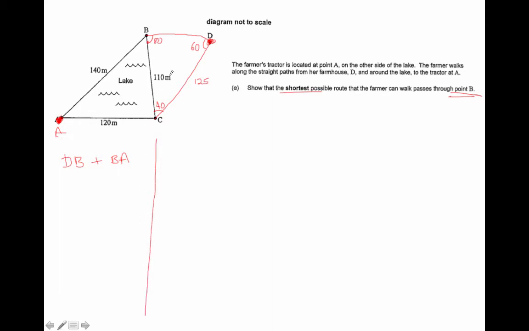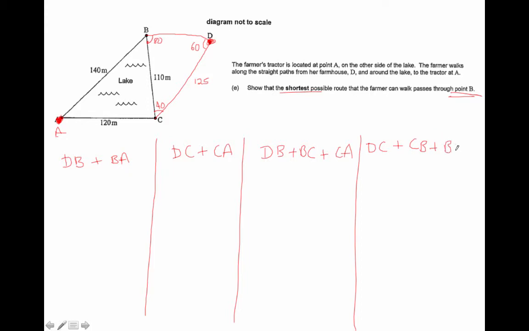We'll have a look at that one. He could go D to C and C to A. That'll be down here. He could go D to B across the top, and then B to C down here, and then C to A. Or could he go any other way? He could go D to C, C to B, and B to A. So these are the different routes he can take through this diagram. So we have to find out which one is going to be the shortest.